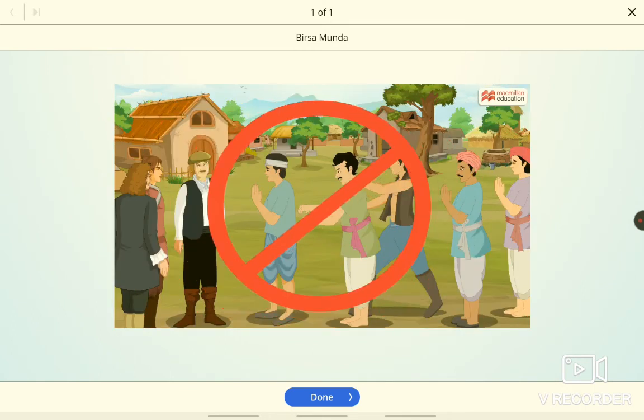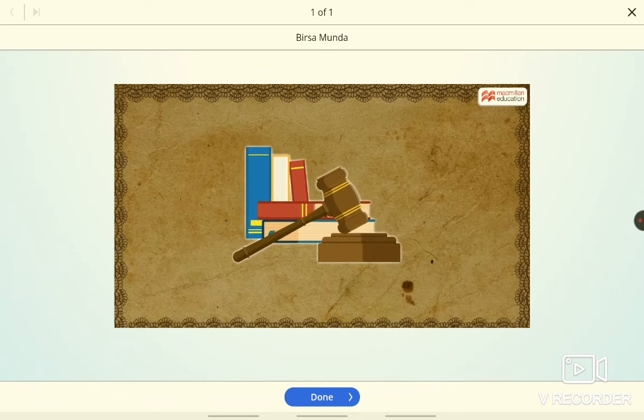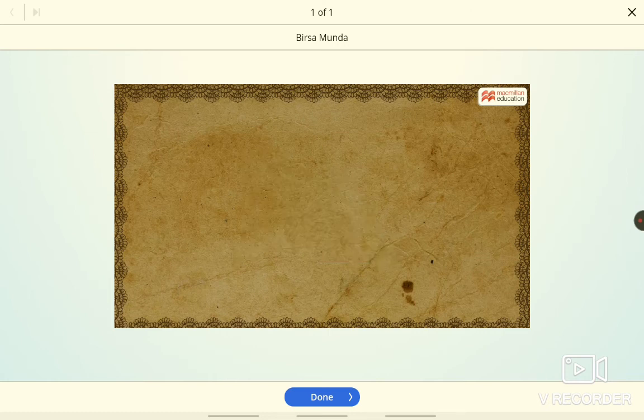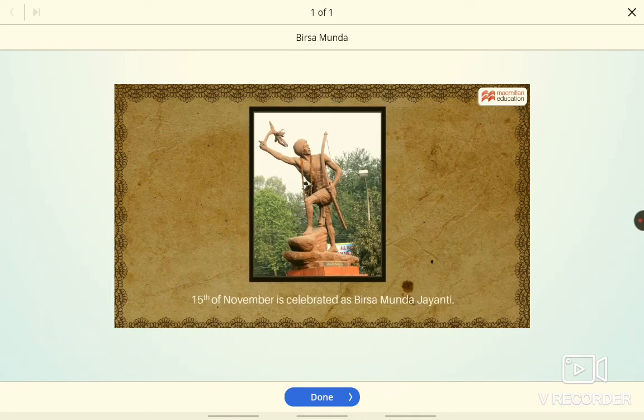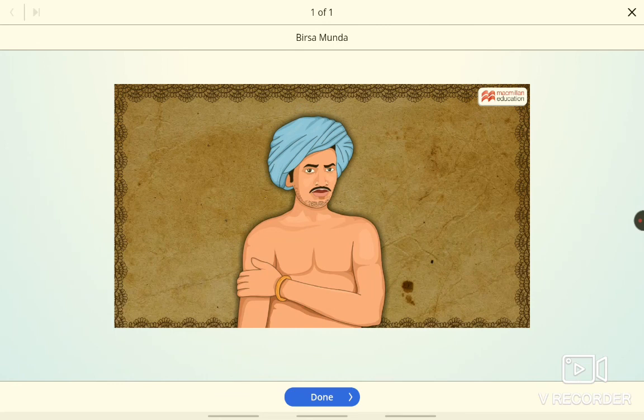However, the positive outcomes were that the government banned the practice of Bait Begari and brought about laws to protect the Munda's traditional rights over their land. Today, his birthday on the 15th of November is celebrated as Birsa Munda Jayanti. A stamp with his name and picture was brought out by the Government of India in his honor.